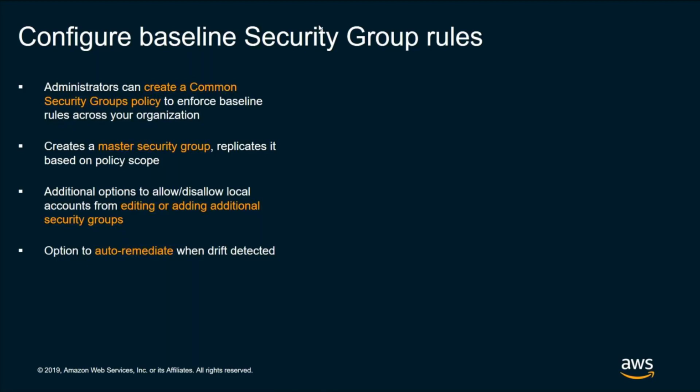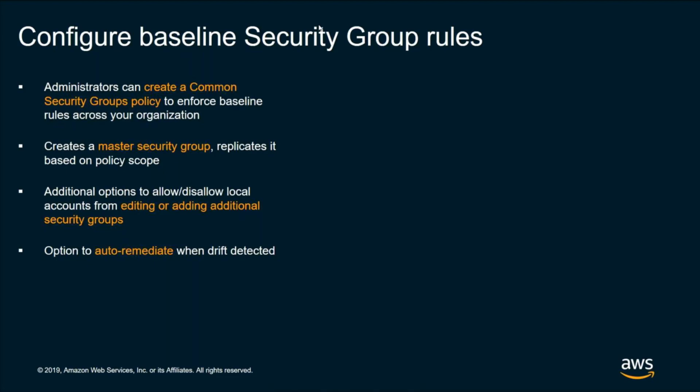In addition to simply replicating the security groups, administrators also have the additional option of allowing individual application owners or individual account owners to edit or add additional security groups in addition to the security group that the administrator configured. So for instance, if I, as an administrator, configure a security group across my organization, I can choose to know when individual account owners edited that security group, or I can choose to know when individual account owners added another security group in addition to the group that I just configured.